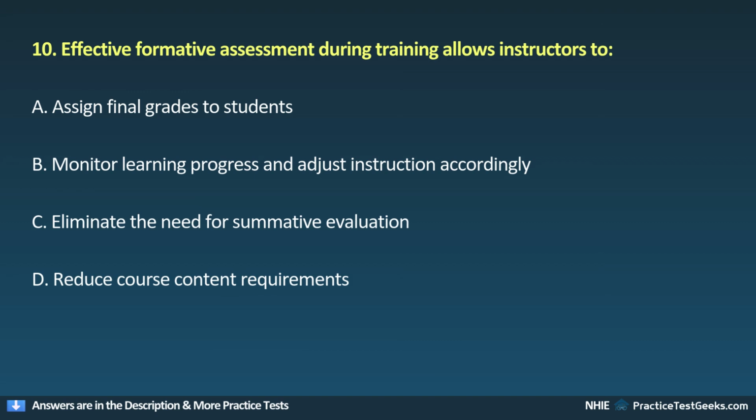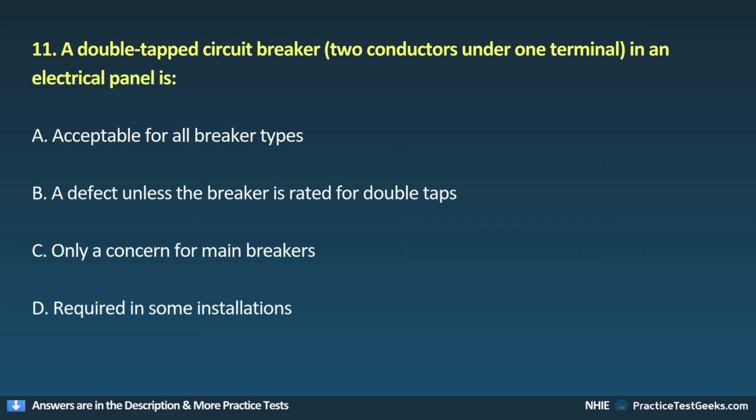10. Effective formative assessment during training allows instructors to A. Assign final grades to students, B. Monitor learning progress and adjust instruction accordingly, C. Eliminate the need for summative evaluation, D. Reduce course content requirements.